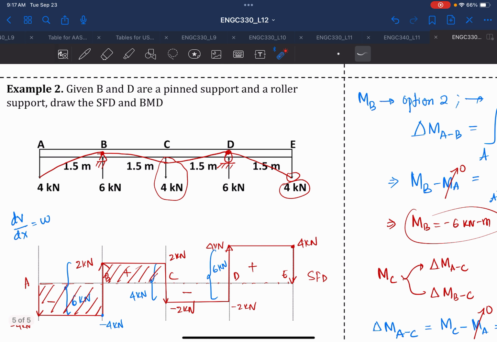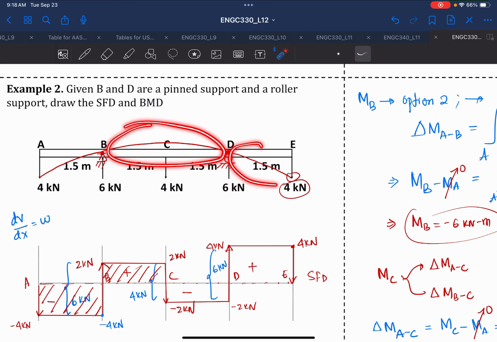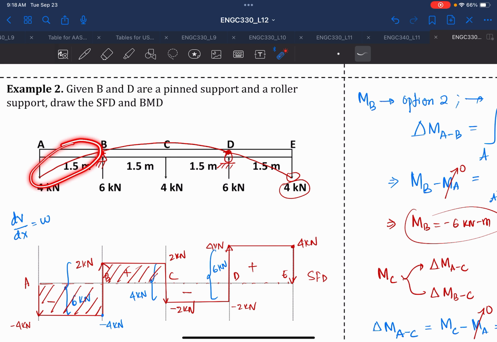So for that, we need to draw another sad face. So it will be like this. So you'll see that both of these conditions satisfy the hogging behavior. This is a sad face, this also sad, this also a sad face. Okay, so that means your deflection is correct.